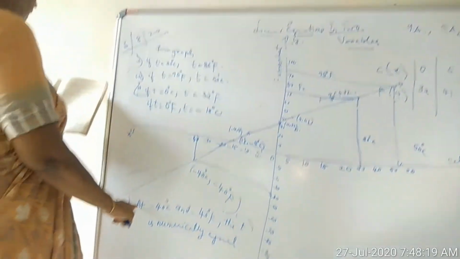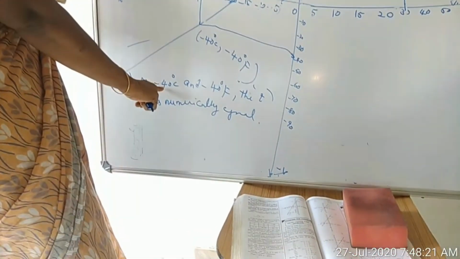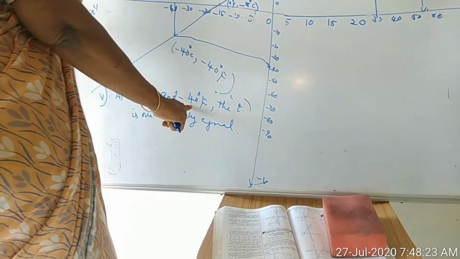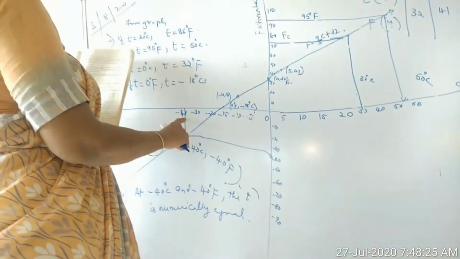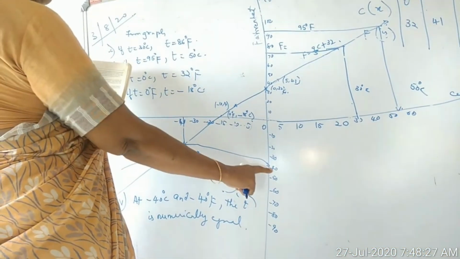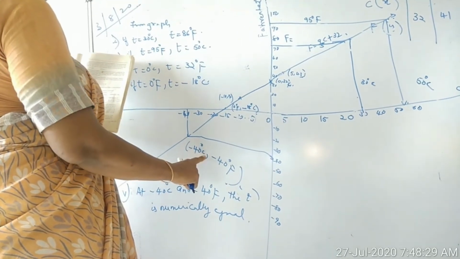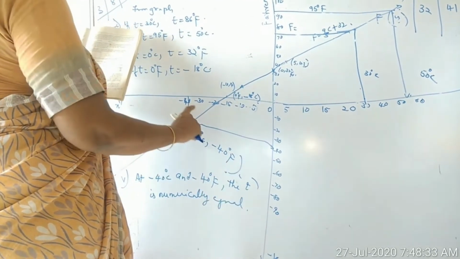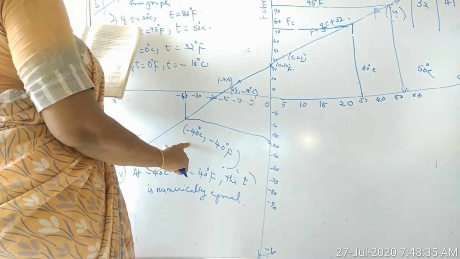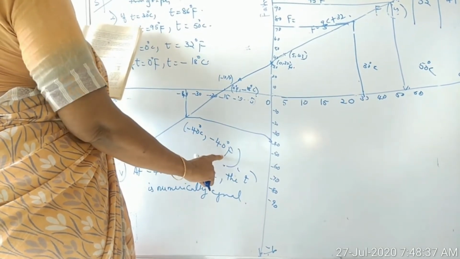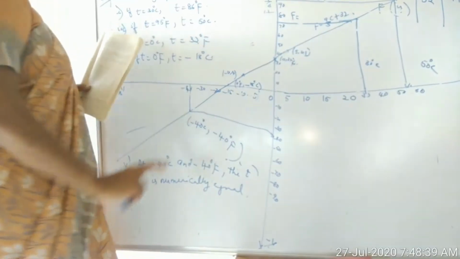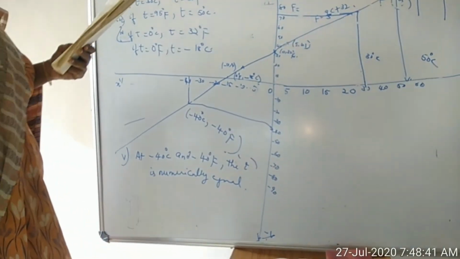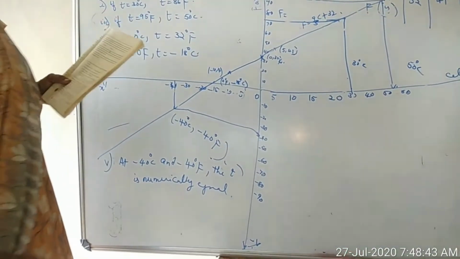Coming to the last, is there a temperature where both are numerically equal? Minus 40 degrees centigrade and minus 40 degrees Fahrenheit, the temperature is numerically equal. I think you have followed, girls.